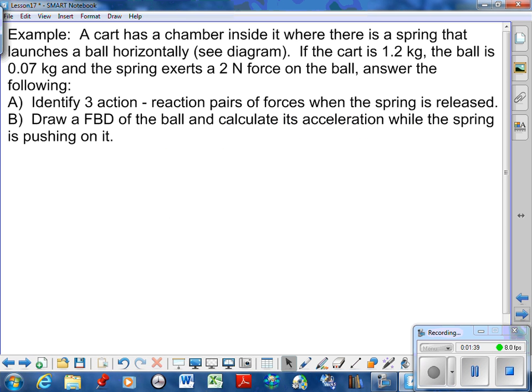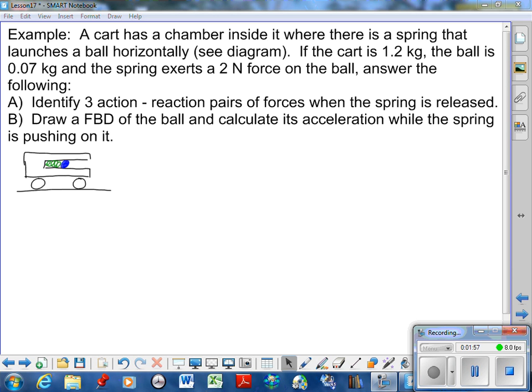So a cart has a chamber inside it, and I'm going to sketch that up. So here's the sketch. So the cart has a chamber inside it where there's a spring, so that's my green twirly line. And then it's a ball, and I painted my ball blue. The cart is 1.2 kilograms. So mass of the cart, 1.2 kilograms.